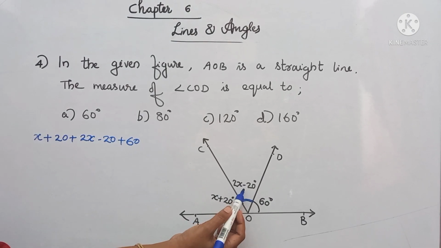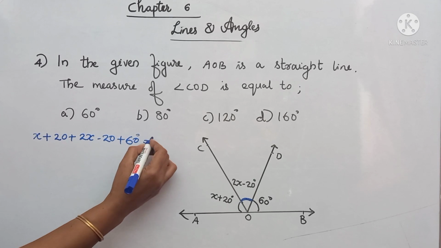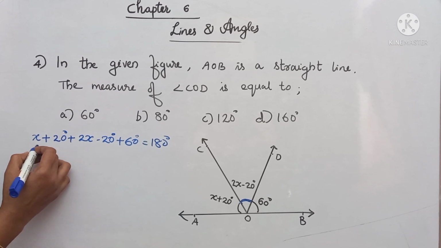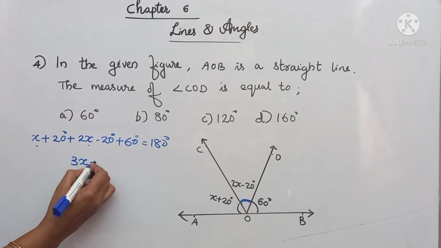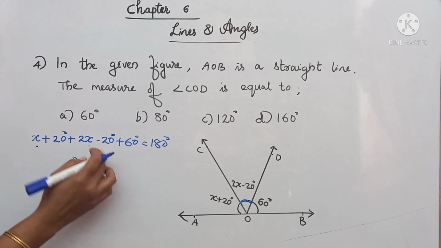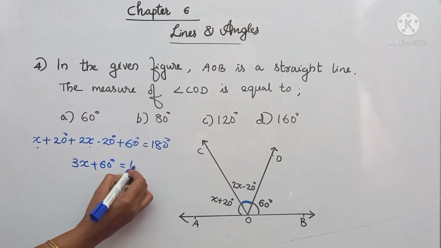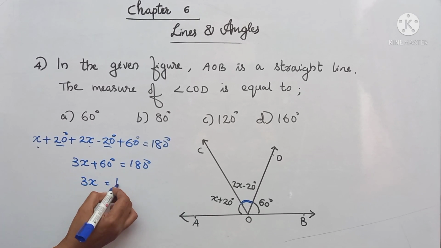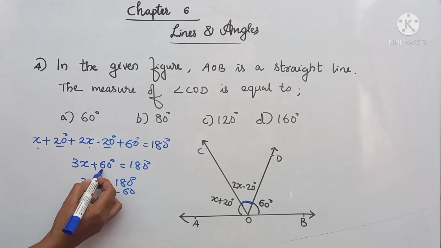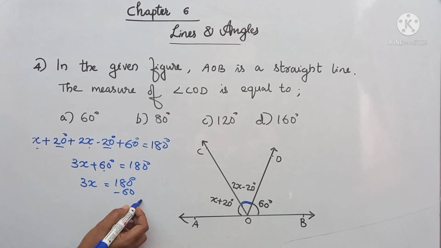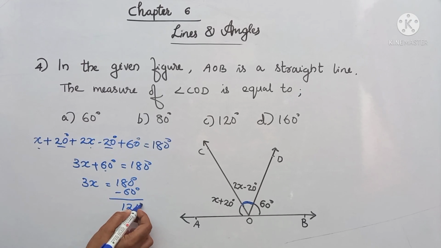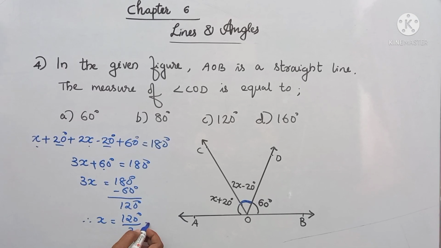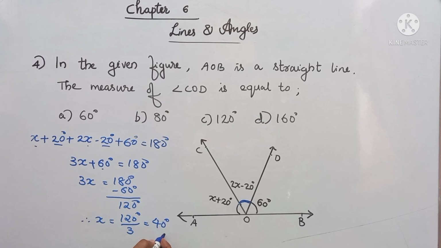x plus 20 plus 2x minus 20 plus 60 degree is equal to 180 degree. Add these x terms: x plus 2x is 3x, and the 20 and minus 20 cancel, becoming 0. Then 60 degree only we are getting is equal to 180 degree. Then 3x is equal to 180 degree minus 60 degree. Transposing 60 degree to the right side, it becomes minus, and that is equal to 120 degree. Therefore, x is equal to 120 degree by 3, which is equal to 40 degree.